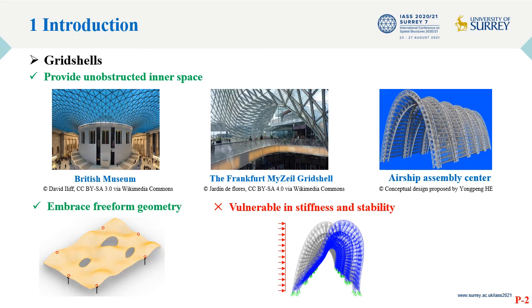Gridshell structure consists of discrete members, which are usually made of steel or timber. Owing to the capacity of covering large span and providing column-free space, as well as embracing free-form geometry, gridshell has been widely applied in practice, such as the exhibition pavilions, airports, stadiums. However, gridshells are also vulnerable in stiffness and stability.